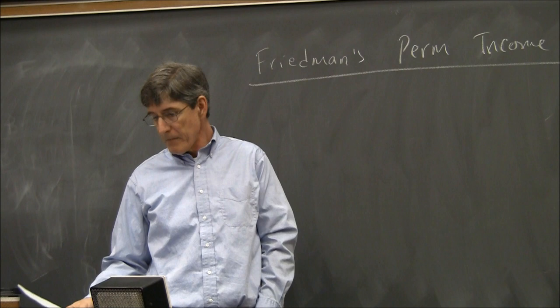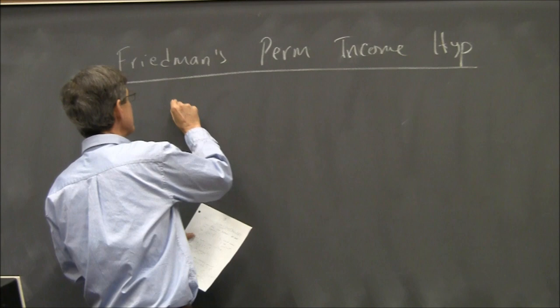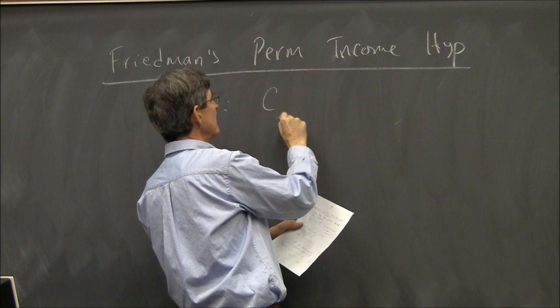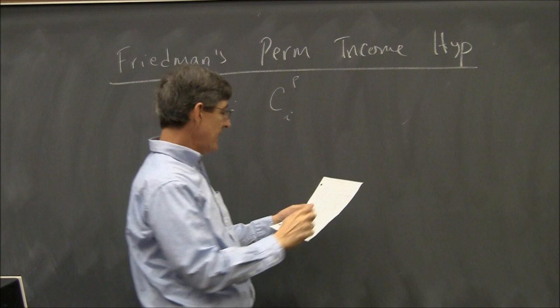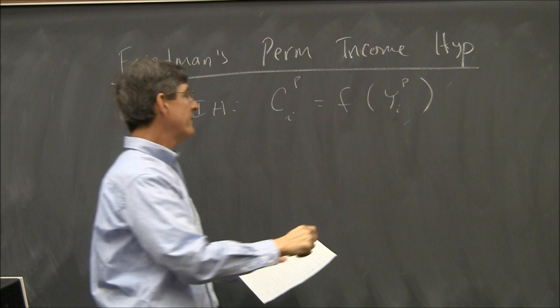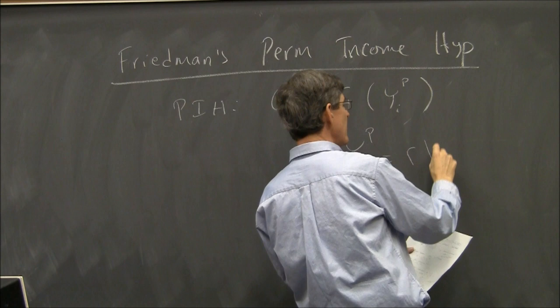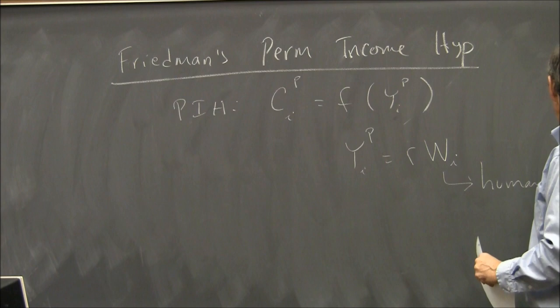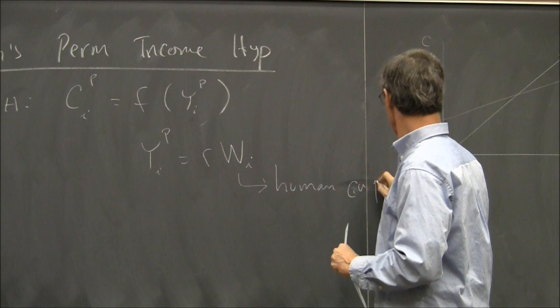The permanent income hypothesis, the PIH, says that consumption for an individual, their permanent consumption, their average, their long-run consumption, is some function of their permanent income. This is the variable that's going to make all the difference. Now, for Friedman, permanent income was the interest rate times the individual's wealth, and this had both human capital plus non-human wealth as well.